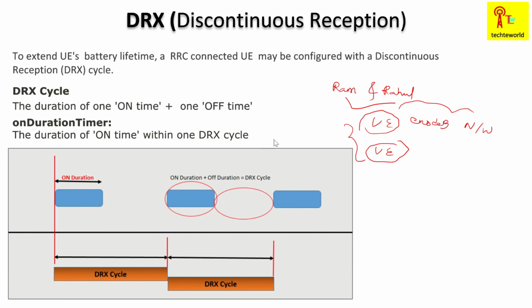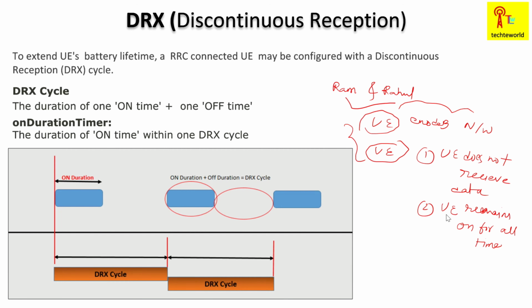The first worst scenario I told was that the UE does not receive data, and the second worst scenario is that the UE remains on for all time. So in both cases, it will affect the functioning of the network and the UE.